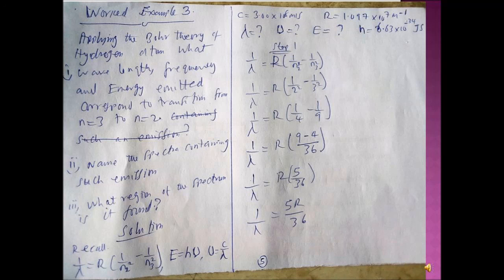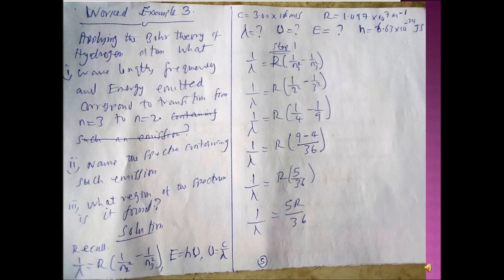Then we have R, which is 1.097 times 10 to the power 7. By the time we input the values that we have collected already into the equation, 1 over wavelength equals the Rydberg constant, bracket open, 1 over n squared minus 1 over n squared 2. Okay, 1 for the lower orbit, and then the other for the higher orbit, 2 and 3.